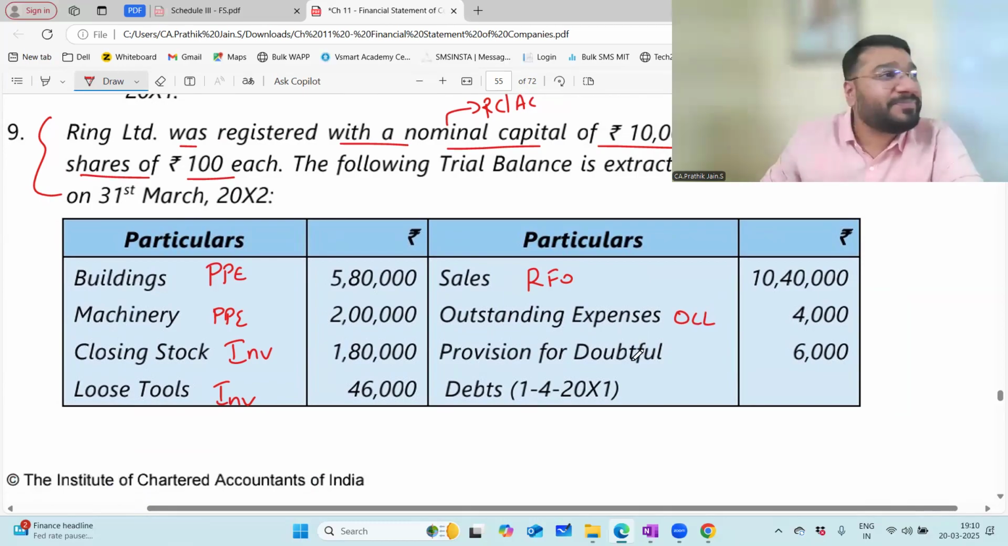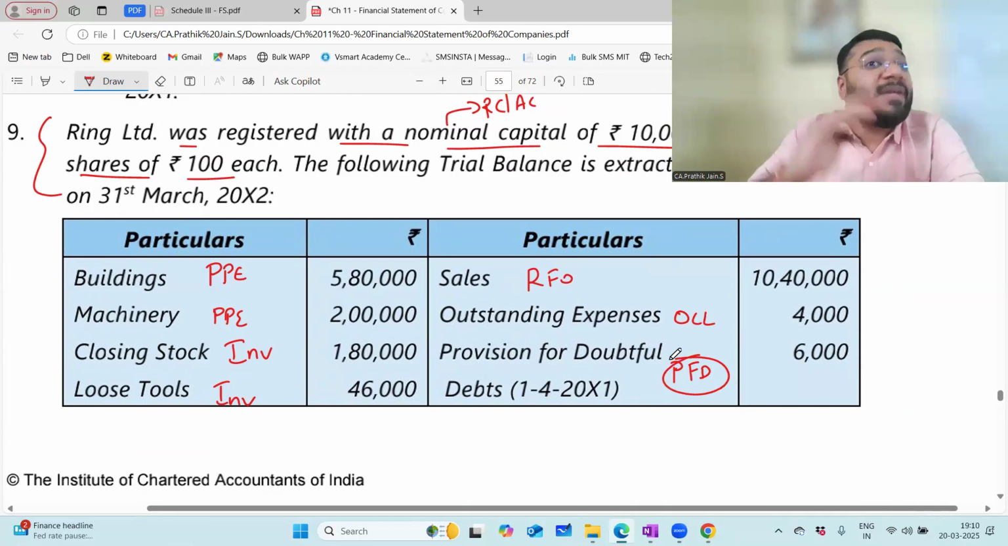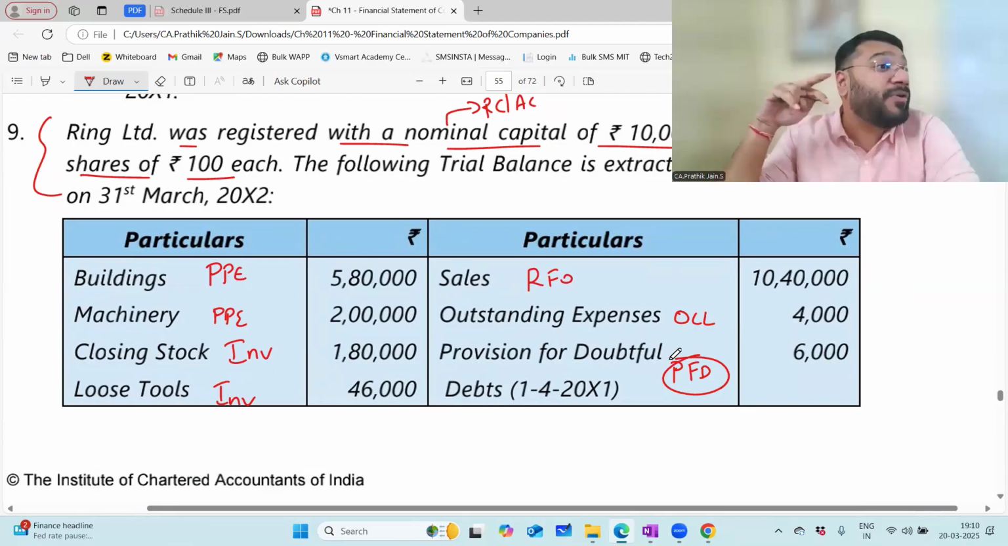Provision for doubtful debt. Beginning of the year, opening provision. So we have to create the PFD ledger and see what is happening. In that, are we creating further provision or reversing the provision? Only by opening the PFD ledger, we'll get to know.